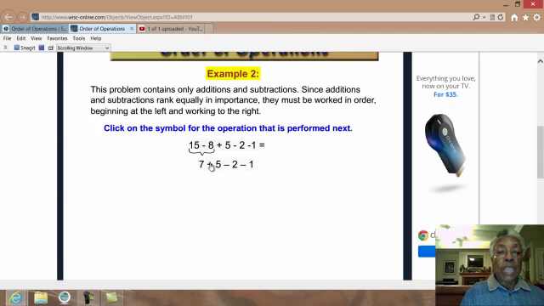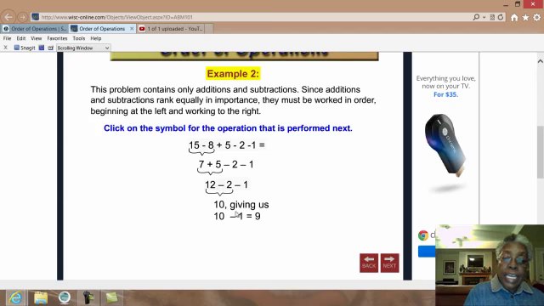So the next operation that we will click on will be what? 7 plus 5, which gives us 12, minus 2 minus 1. The next operation is 12 minus 2, giving us 10, and 10 minus 1 equals 9.